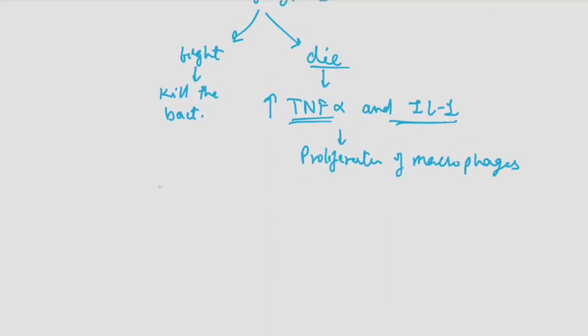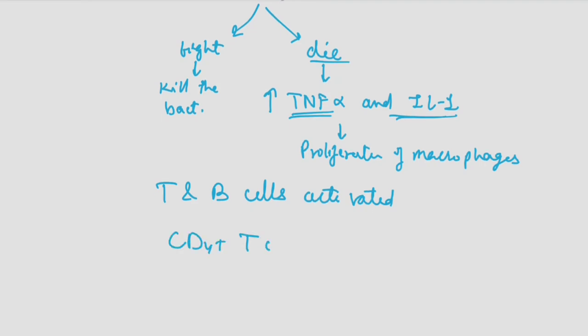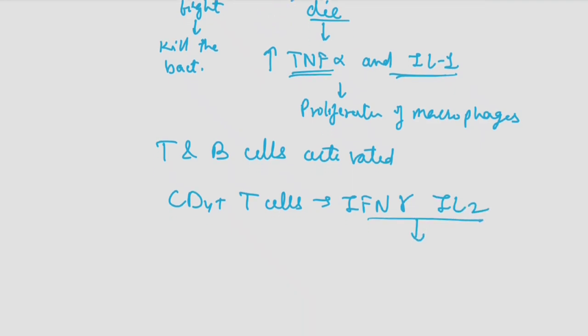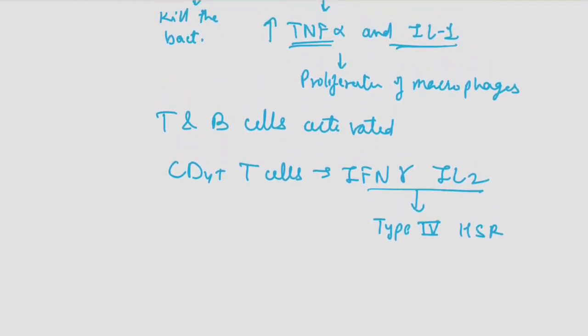Another thing is that T and B lymphocytes get activated. The CD4 plus T cells elaborate cytokines IFN gamma and IL-2, and these two will induce the delayed hypersensitivity reaction, that is type 4 hypersensitivity reaction. Okay, next, in 2 to 3 days we will find that there is slow formation of granuloma.